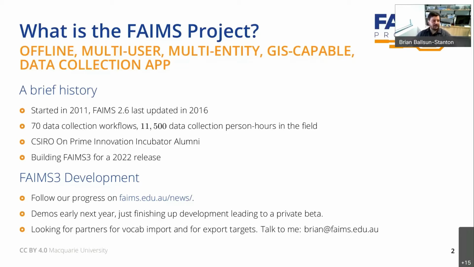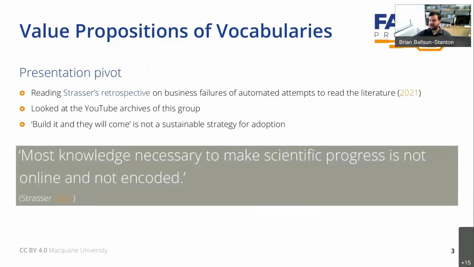I also plan to work up this presentation into a blog post on our website, in case people want to comment there or have thoughts about how I can make this a better blog post. Please email me. This is a conversational presentation. I was planning on a fairly straightforward presentation, and then I read a really interesting retrospective on a market failure of an indexing service, a literature review service. Strasser's in my bibliography, and this presentation and my bibliography are available on GitHub.